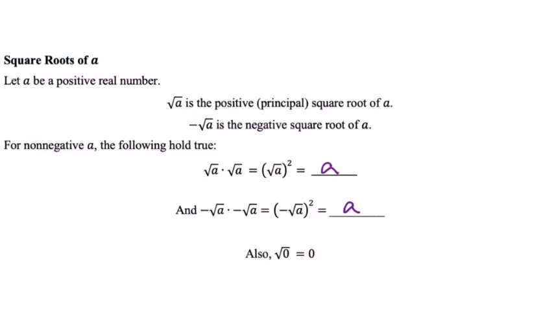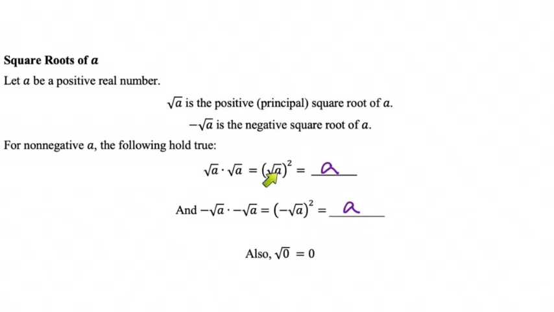Okay, so continuing with that idea, let's generalize that. Let a be any positive number, and then the square root of a is the positive square root, or we call it the principal square root because it's like the main one. And then the negative square root of a is literally that. This represents negative square root of a. So from there, for any non-negative number a, the square root of a times itself would be written this way, and that's just equal to a.